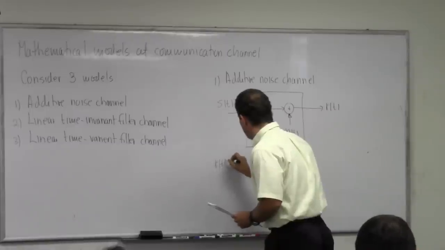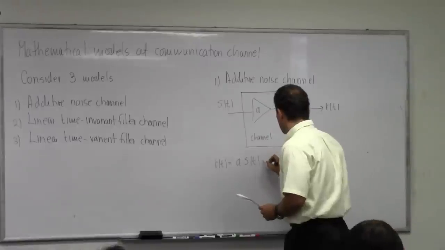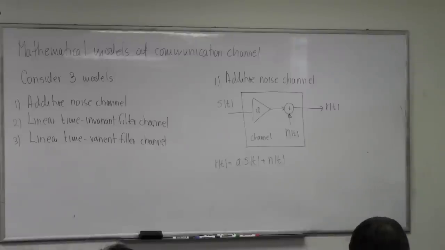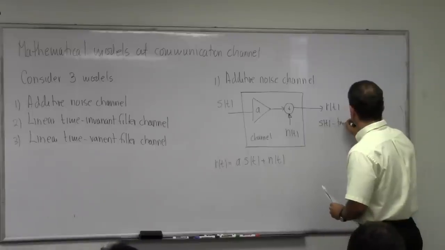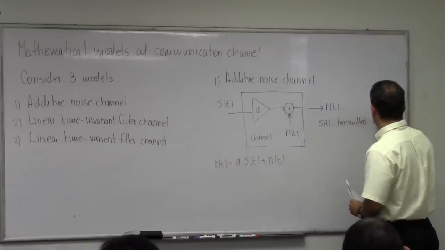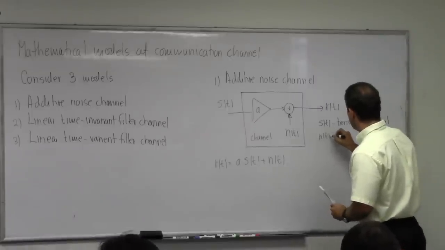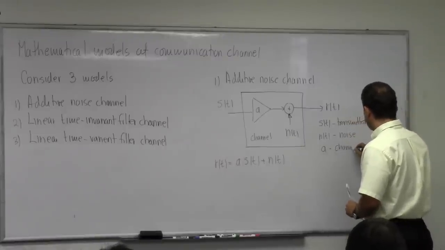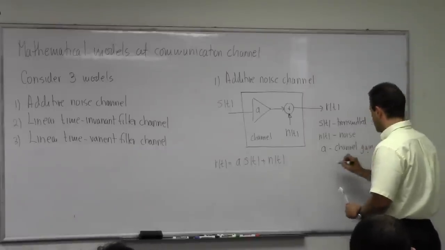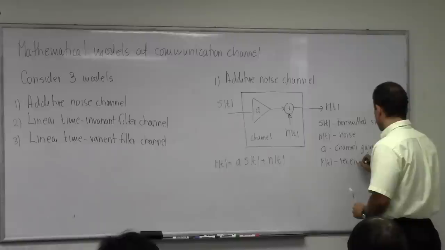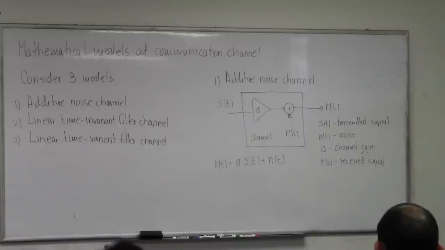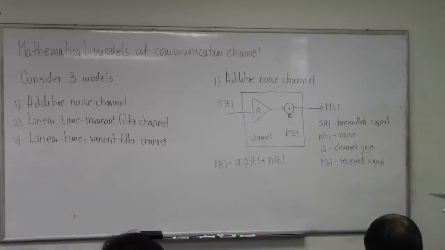In this case, r of t is going to be a times s of t plus n of t, right? So that's the mathematical expression that tells me how the channel modifies my signal. Here s of t, I should say, is the transmitted signal, n of t is going to be noise, this a is going to be the channel gain, and this r of t is the received signal. I purposely spell them out here because I'm going to be using the same notation for other channels, but I'm not going to define them over there. It's the same definition throughout.